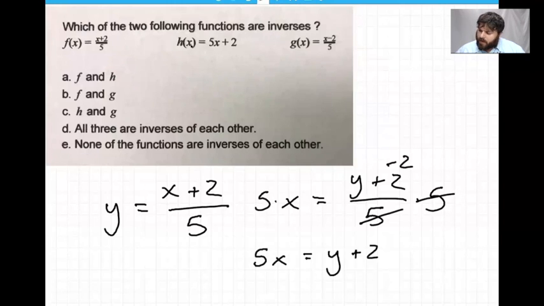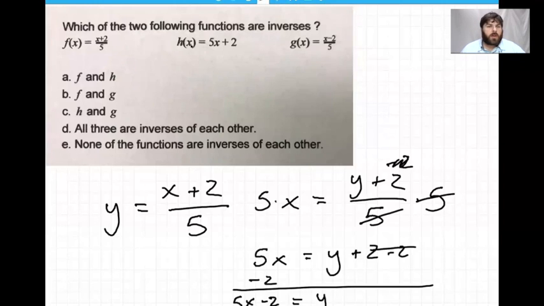So I'm going to do that right here. I'm going to take away 2 from both sides. That gives me y equals 5x minus 2. Okay? So that tells you that f and its inverse is not there. So it either has to be h and g, or the inverses are not. There's choice E, none of the functions are inverses, is possible as well.